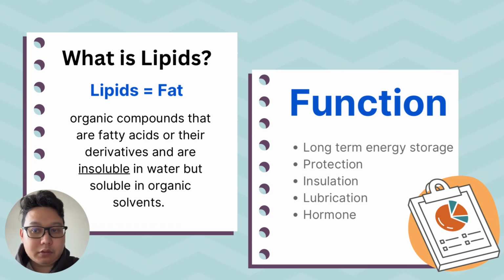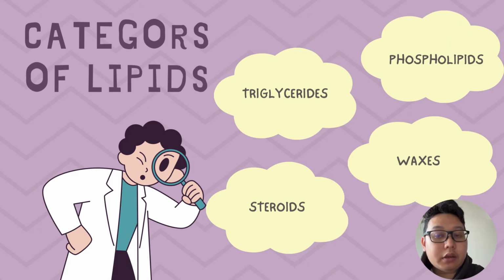What is lipids? Lipids basically is fats, organic compounds that are fatty acids and their derivatives and are insoluble in water, but soluble in organic solvent. What are the functions? It gives us long-term energy storage, protect us due to fats, insulate us with fats, lubrication, and also hormone. There are four categories of lipids. They are waxes, steroids, triglyceride, phospholipids.